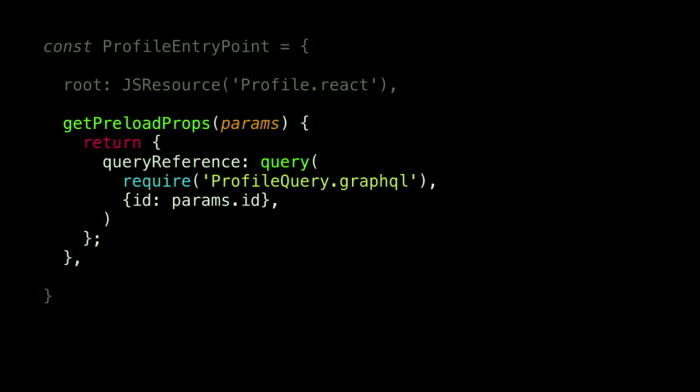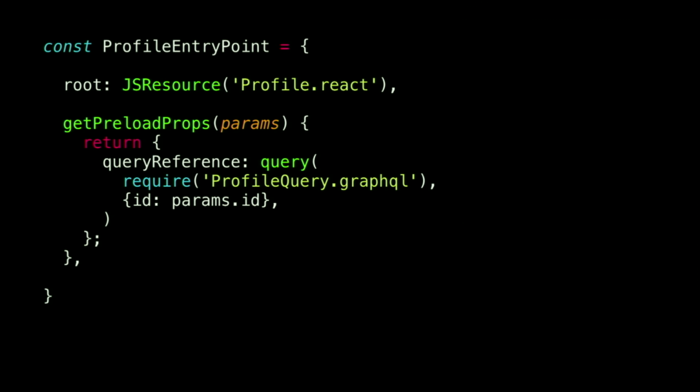The second piece is this getPreloadProps function that takes some parameters. So in this case, it might be the parameters for the profile route. If I had a modal, it would be some parameters for what to show inside the modal. And it returns an object that maps keys to values of things that we might want to fetch. So in this case, a query, the profile query, and we're saying basically that query reference will be a query that fetches the profile query where the ID is the ID from the route. So in this case, whose profile are we going to?